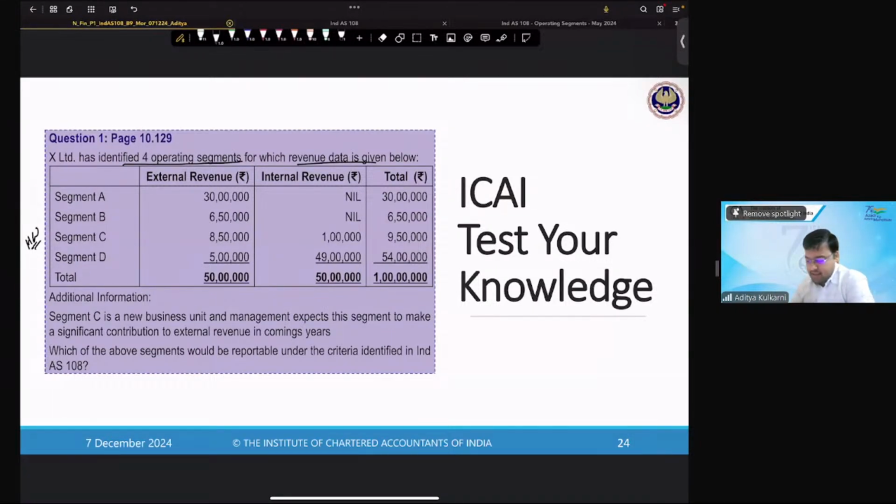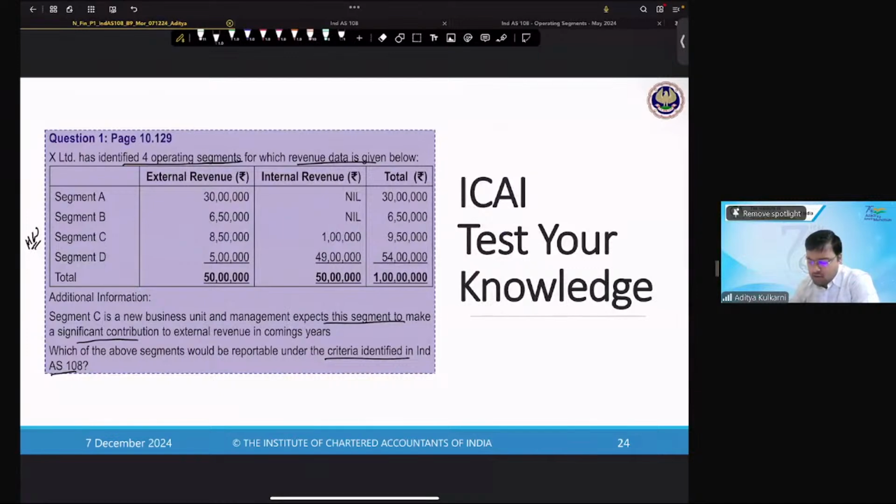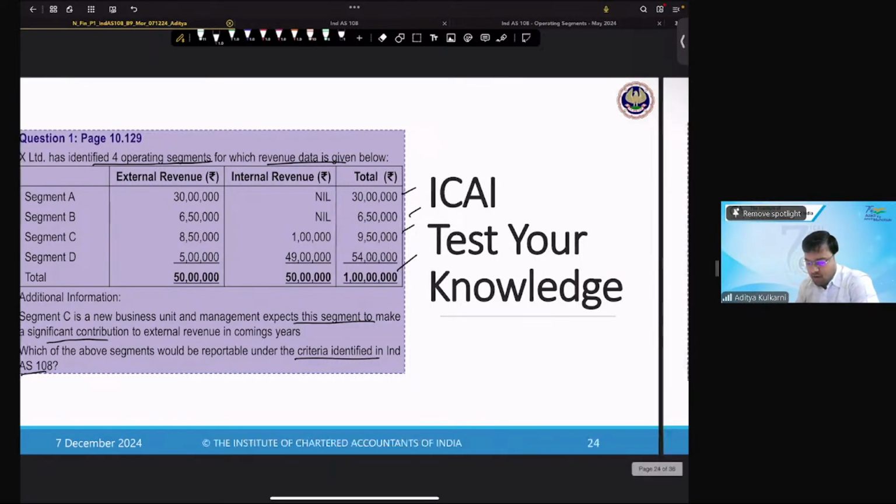Segment C is a new business unit and management expects this segment to make a significant contribution to external revenues in the coming years. Which of the above segments would be reportable under the criteria identified in Ind AS 108? So that is something you will have to decide. Is it okay? Yes. So can you do this for homework? Yes. You just have to take 30 by 1 crore, 6.5 by 1 crore, 9.5 by 1 crore, and 54 by 1 crore. That's it. You will arrive at your answer. Okay. All right. Next.